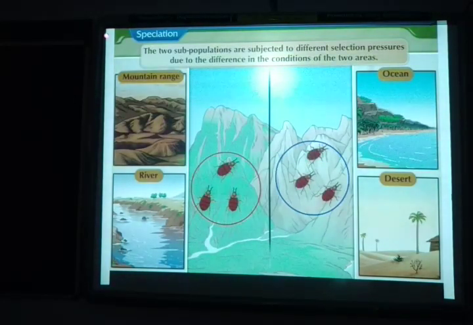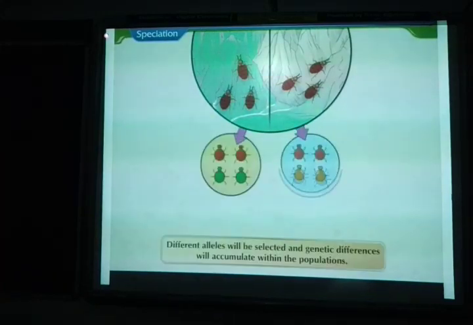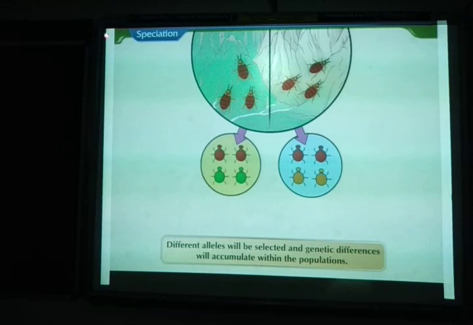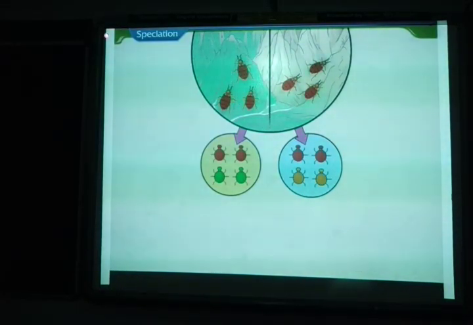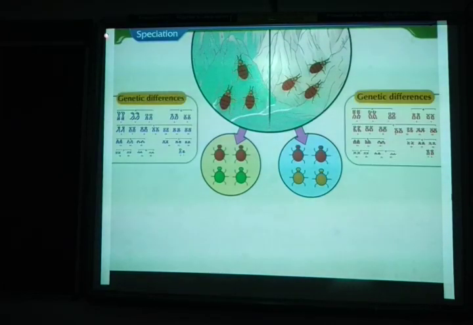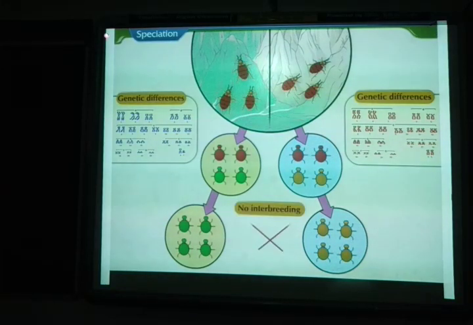The two subpopulations are subjected to different selection pressures due to the difference in the conditions of the two areas. Different alleles will be selected and genetic differences will gradually accumulate within the populations. Over a period of time, enough genetic differences will occur as a result of which the two subpopulations can no longer interbreed. They will emerge out as different species.